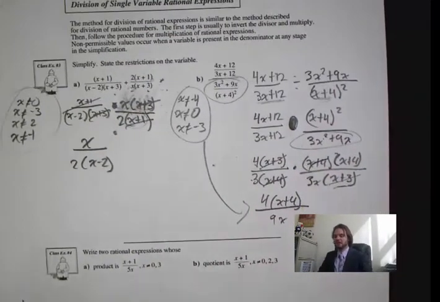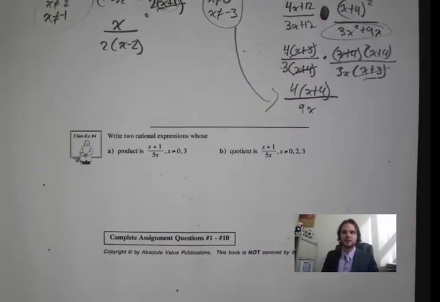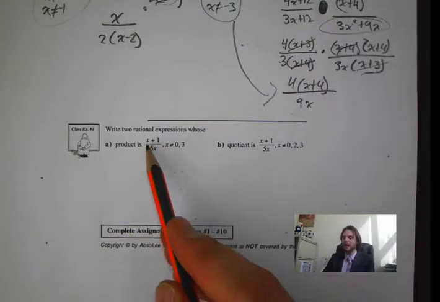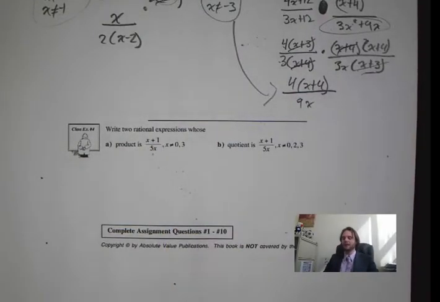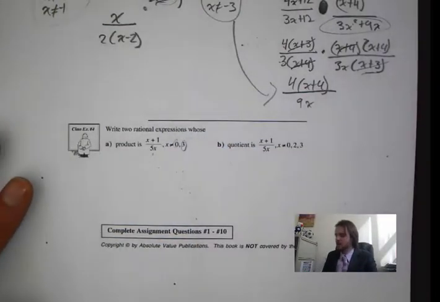All right, last set of questions. It says, write two rational expressions whose product is x plus 1 divided by 5x. So we want a product that gives us that. Okay, but x cannot equal 0 and 3.